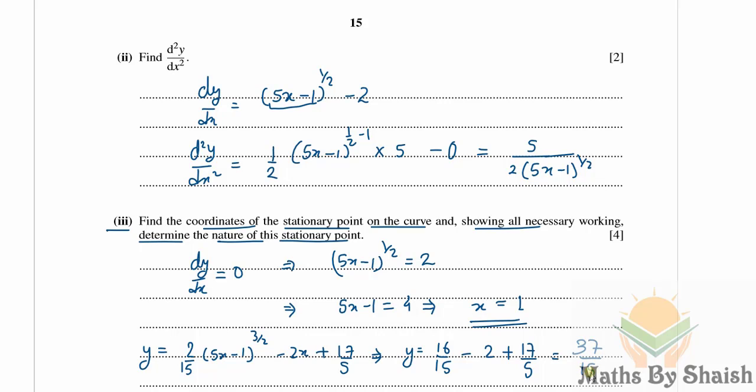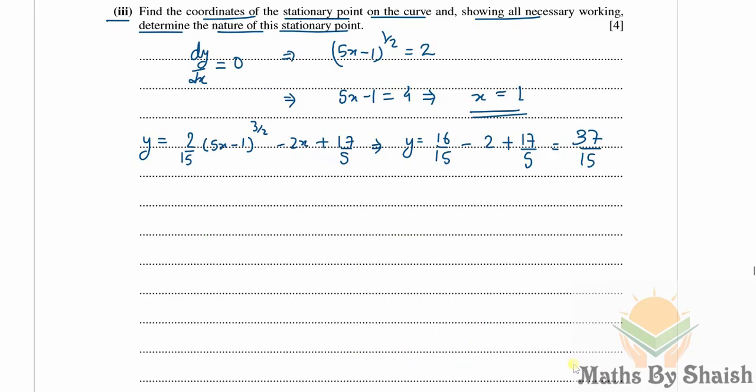So we got the coordinates of the stationary point, and that is 1 comma 37 over 15. I'll write it like this. I could have written it in the form of a decimal also, but that's fine. This is the stationary point, that is, the coordinates of the stationary point.